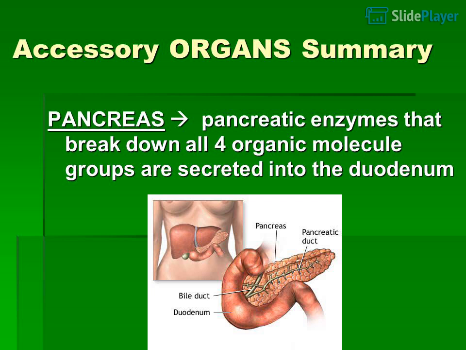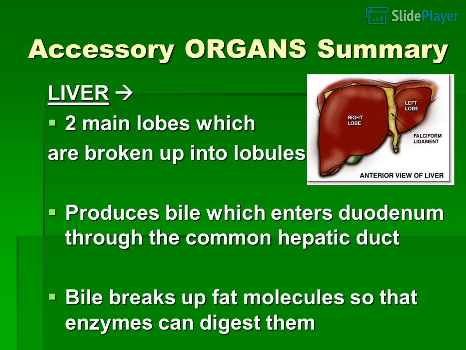Accessory organs summary. Pancreatic enzymes that break down all four organic molecule groups are secreted into the duodenum. Liver: two main lobes which are broken up into lobules. Produces bile which enters duodenum through the common hepatic duct. Bile breaks up fat molecules so that enzymes can digest them.